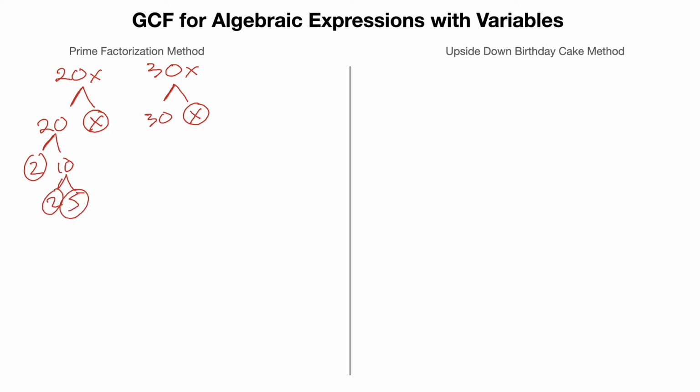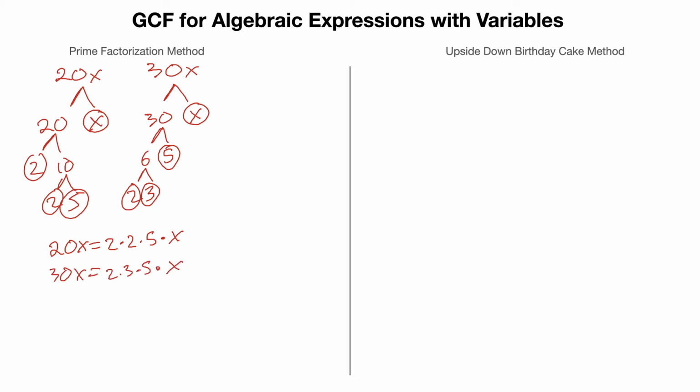Right, so every time I get a prime, I will circle it. And then we're going to do the same thing we usually do, where we just list out the factors. So 20x is equal to 2 times 2 times 5 times x. 30x is going to be equal to 2 times 3 times 5 times x. And I'll do the same thing I usually do, where I'm looking for what is a common factor in both lists. So we see a 2, we see a 5, and we also see 1x.